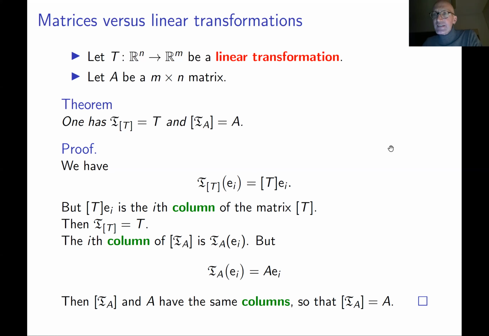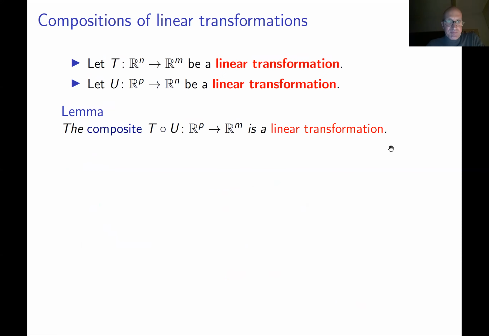If this is too fast, read it later in the lecture notes. This is an important theorem. But this is not the end of the bridge. The theorem on the previous slide didn't complete the bridge between matrices and linear transformations. We need a little bit more. Why? Because matrices come with a multiplication. We can multiply them.